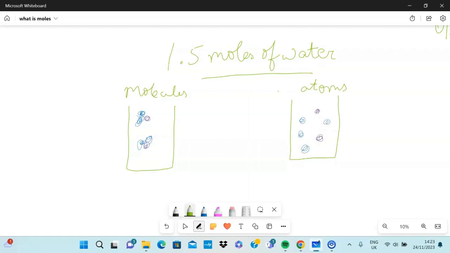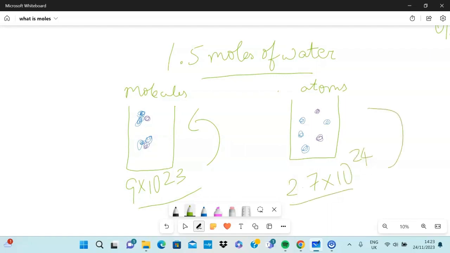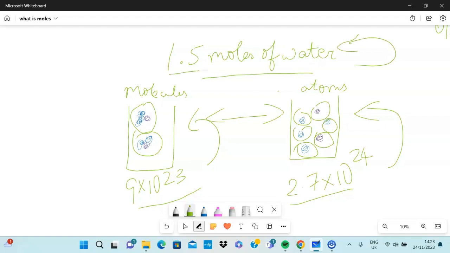So if I write the answer from before, there's 9 times 10 to the power 23 of these molecules, and individual atoms, there's 2.7 times 10 to the power 24. So this would be more, technically, because we're not considering it as groups. They're individualized. So that's the difference between atoms and molecules in the context of this question. Both of the glasses have the same amount of water, 1.5 moles of water. Hope you understood that better now.